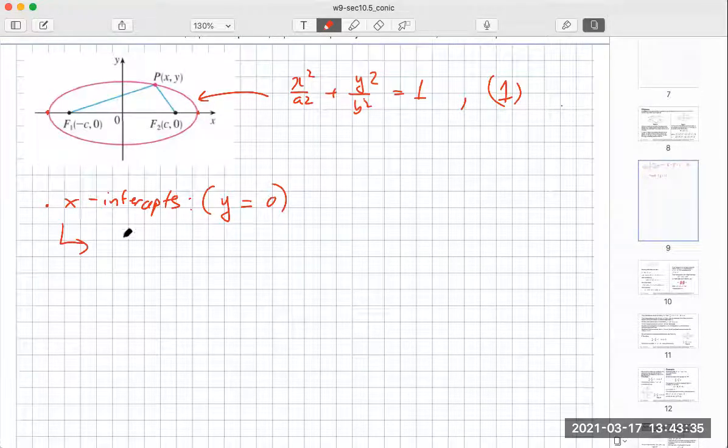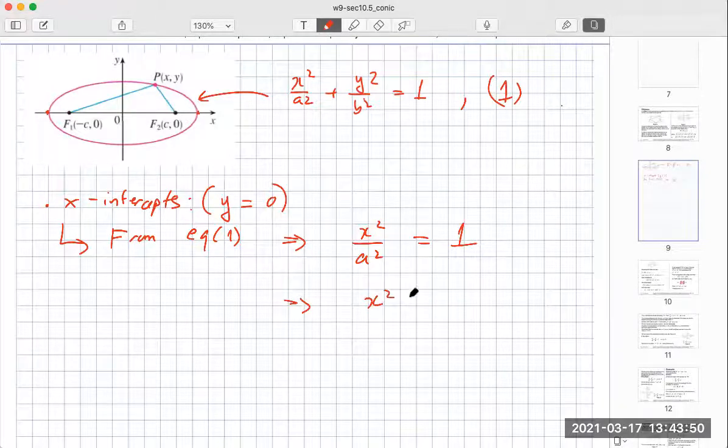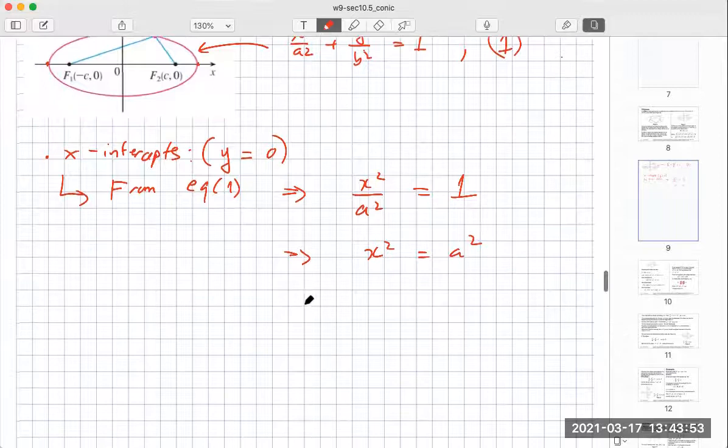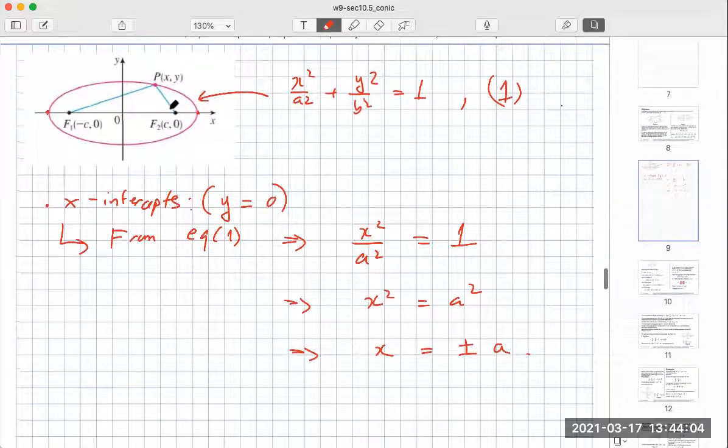Therefore, from equation 1, if y is equal to 0, then we have that x squared divided by a squared will be 1. Or in other words, x squared is a squared. Then we take the square root of both sides. x will be plus or minus a. Okay? So the distance from the origin to this point will be a, and to this point, it will also be a. So in coordinates, it will be negative a right here. Is it clear? The same story.